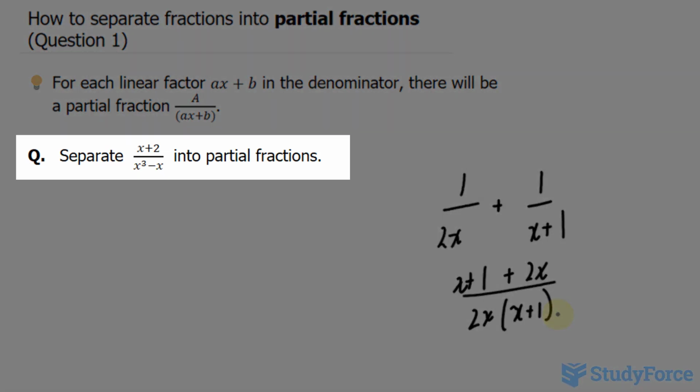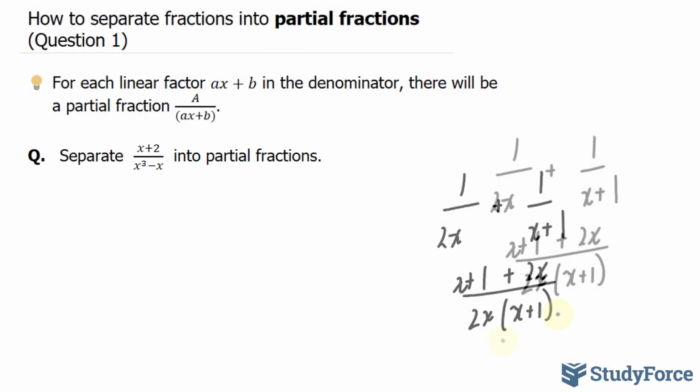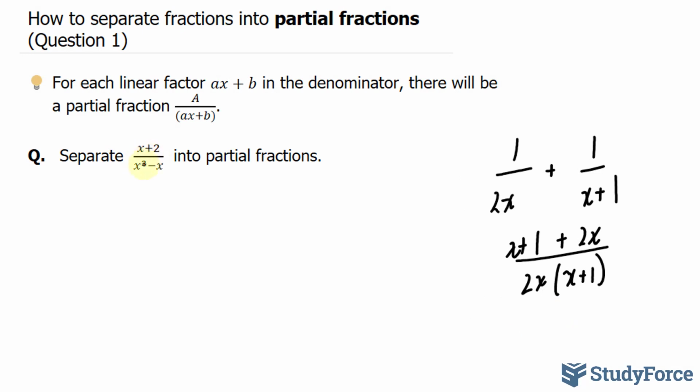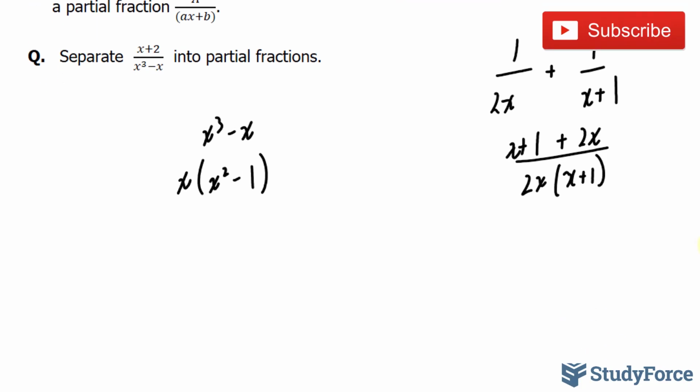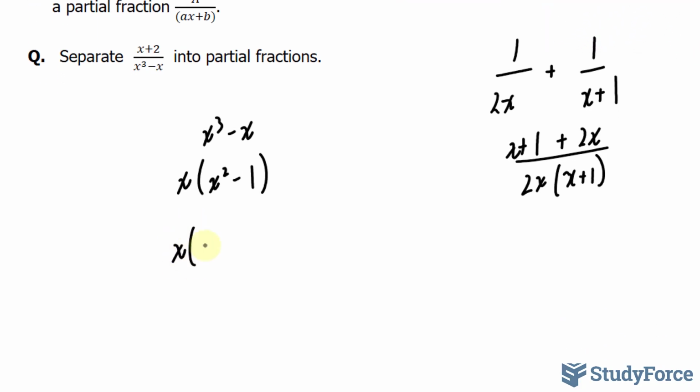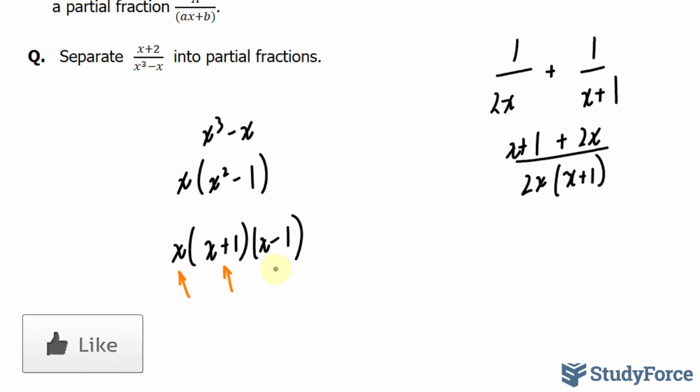In our question, we're expected to separate x plus 2 over x to the power of 3 minus x into partial fractions. The first thing that you have to do is factor the denominator as much as you can. So let's go ahead and factor it. We have x to the power of 3 minus x. We can pull out an x from both of these terms: x bracket x squared minus 1. X squared minus 1 is a difference of squares, and all difference of squares can be factored like this, where we have x plus 1 times x minus 1. Each of these represents a factor of the denominator.